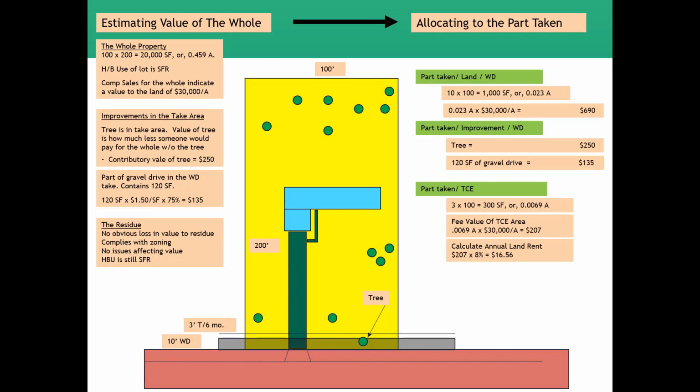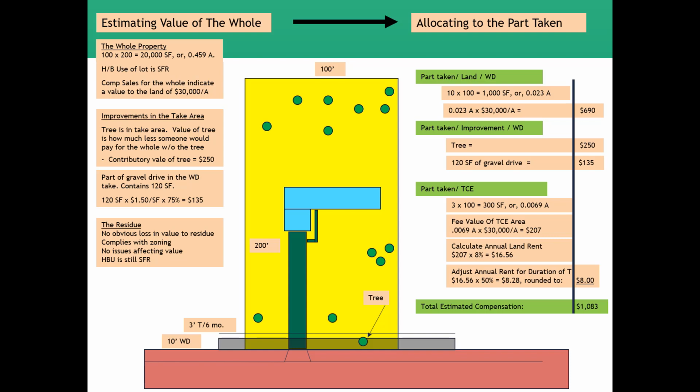We're going to calculate the annual rent, so we take the fee value of $207 times a rate of return, which we've estimated at 8%. Shows us $16.56 for an annual rental of the land within that 3 foot temporary area. The duration of that TCE is 6 months, not a year, so we reduce it by 50% to indicate $8.28, which we rounded to $8 for the compensation for the TCE.